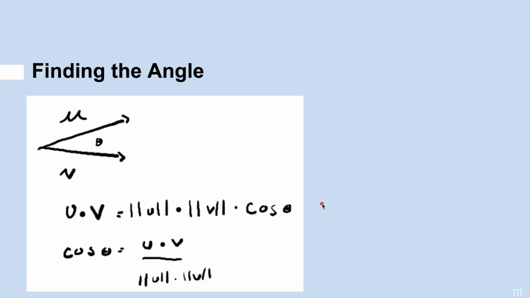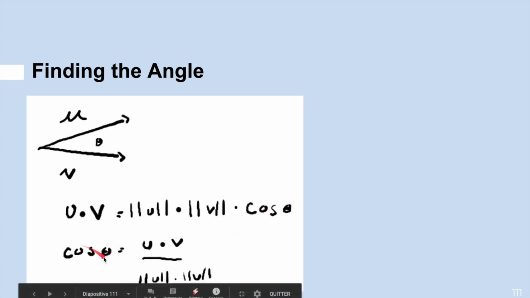Where these 2 things come in handy, so the norm and the dot product, is when we want to find the angle between 2 vectors. Here we have vector u, and we have vector v, and we want to find theta. So that's just the angle between them. There's a formula for this. So u dotted with v is equal to the norm of u times the norm of v times cos theta. If we rearrange this, we have cos theta is equal to u dotted with v divided by the norm of u times the norm of v.